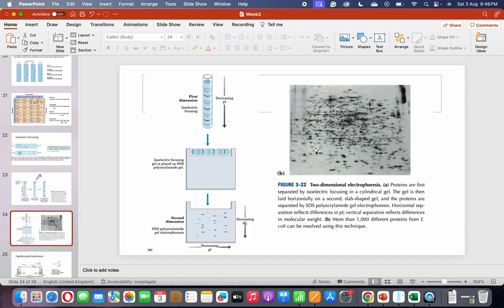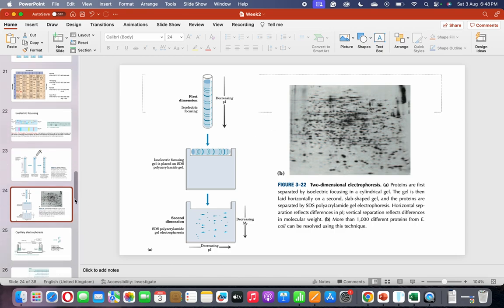Okay, so basically everything you're seeing in the same line are all proteins with equal mass but different isoelectric point. And everything in the same vertical line are proteins with the same isoelectric point and different mass. Okay, so this is something called 2D electrophoresis.